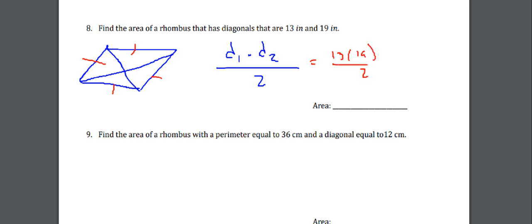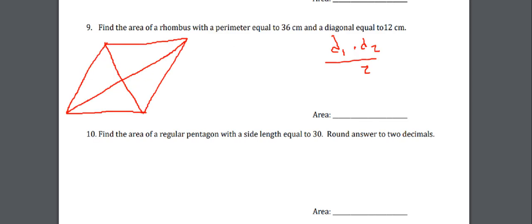Well, again, my formula just says take the two diagonals and multiply them together, so 13 times 19, and then divide that by 2, and we should get 123.5. Again, we're talking about inches, square inches. And just remember that the diagonals go from one angle to the opposite angle, one angle to the opposite angle. Those are my two diagonals.